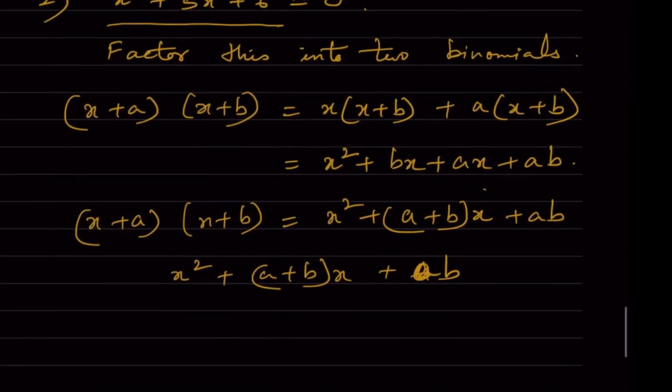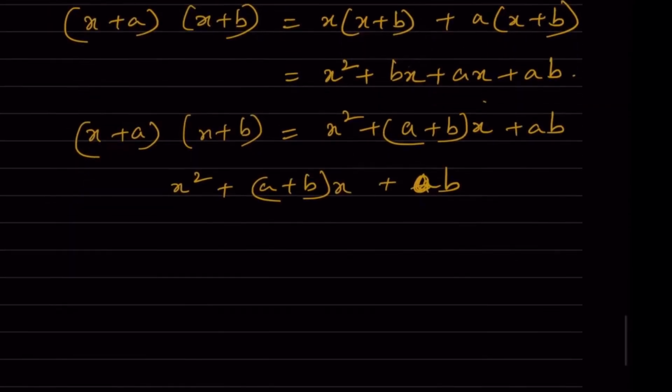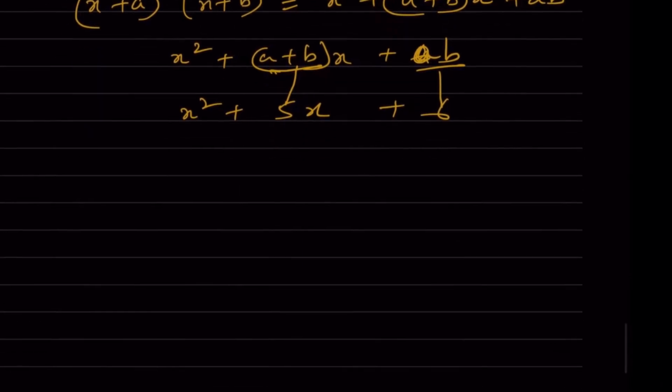So now x square plus (a plus b) into x plus ab is written here. What is the expression given to us? It is compared to this x square plus 5x plus 6. So this a plus b is nothing but 5, and a into b is 6 over there. So now how do we get this? We'll just see. Now what are the factors of 6?